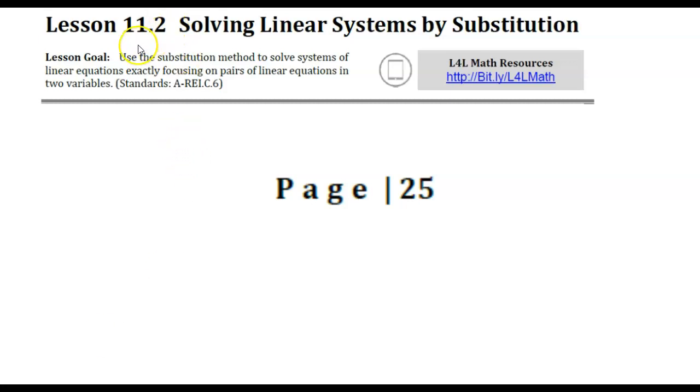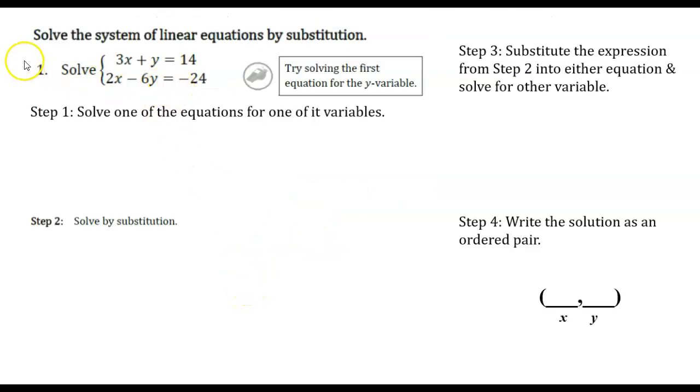Hello and welcome back to 11.2 Solving Linear Systems by Substitution. We'll be starting on page 25, and here we go. So here it says solve the system of linear equations by substitution, and they give us two equations. The coach whistles tells us to try to solve the first equation for the y variable.